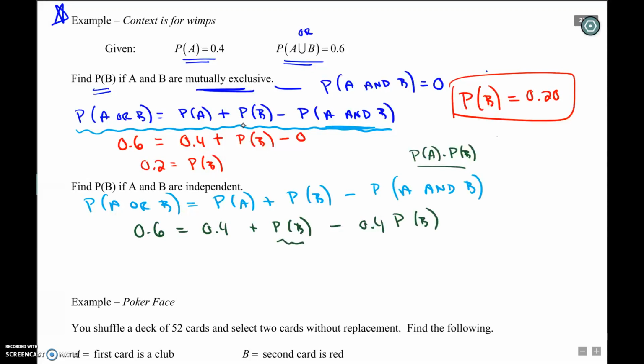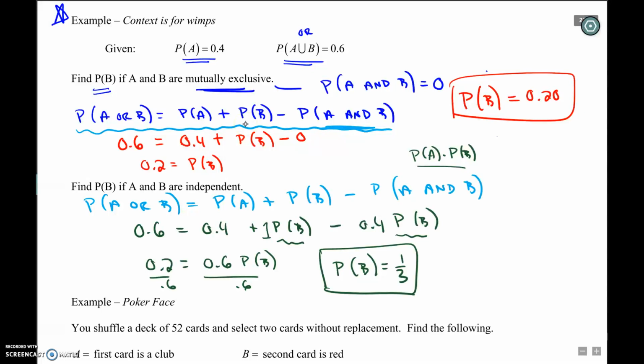So we can kind of just treat this thing like a little variable here and solve for it. So let's move this over. That gives me 0.2. What is one of these minus 0.4 of these? That would be 0.6 of those. Divide both sides by 0.6. Probability of B occurring is 0.2 divided by 0.6, which I think is 1/3.